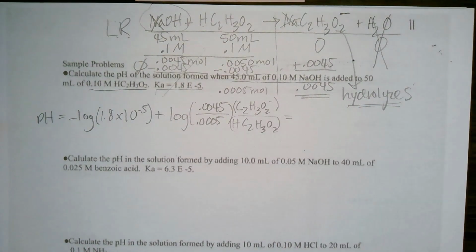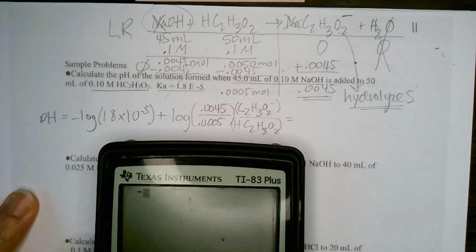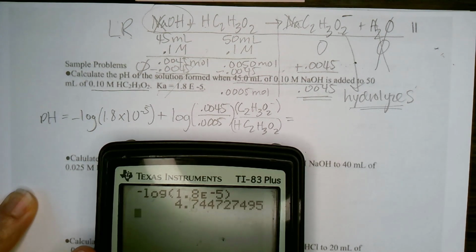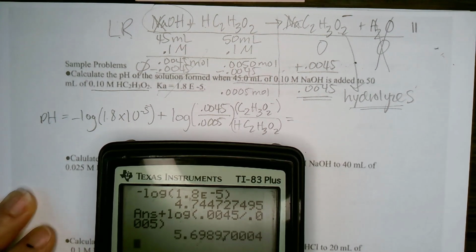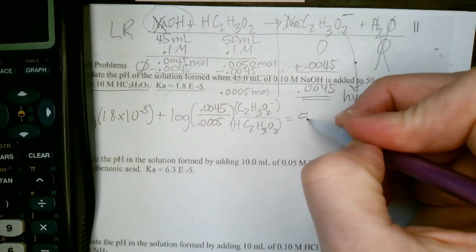Okay, so let's see what we get there. We have the negative log of 1.8 times 10 to the negative 5th plus the log of 0.0045 divided by 0.0005. We get 5.70 for our pH.